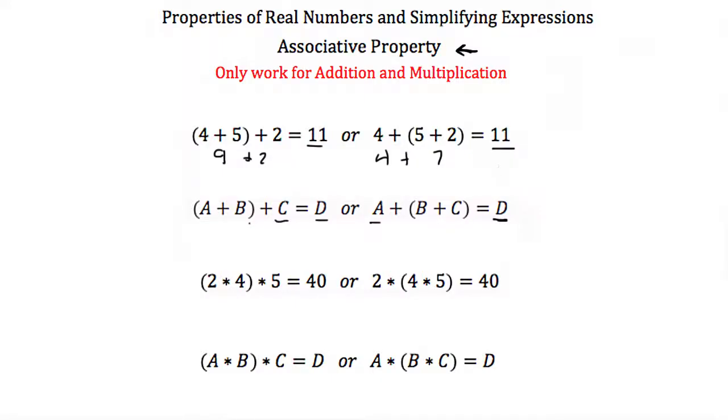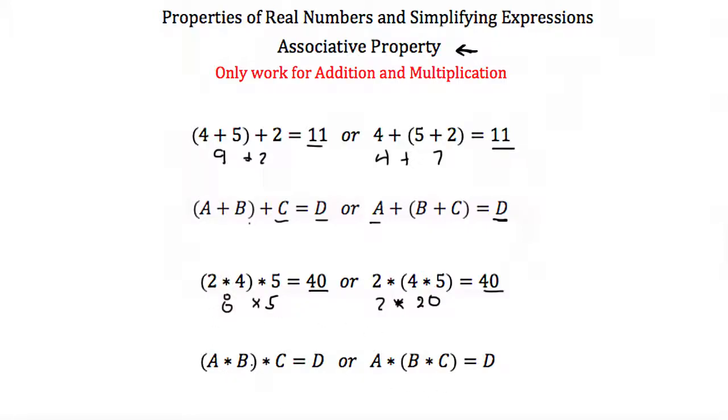Same thing works for multiplication. Here I have 2 times 4, and that's equal to 8. And then if I multiply it by 5, I get 40. Or I can do the 4 and 5 together first. 4 times 5 is 20, and I can multiply that by 2, and I still get 40. So it doesn't matter if I group the A and B together or the B and C together.